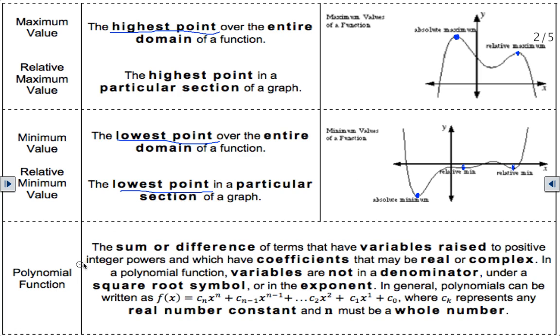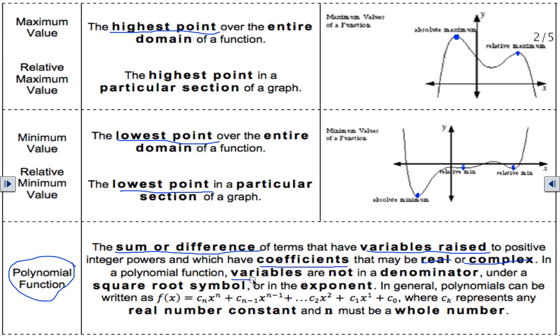Polynomial functions. So this whole unit is about polynomial functions, and we're just now getting to the definition of a polynomial. And this is the math definition of a polynomial. I will let you read over it and fill in all the blanks because there's a lot of blanks. It's the sum or difference of terms that have variables raised to positive integer powers, which have coefficients that may be real or complex. We'll talk about real and complex later on in the unit.